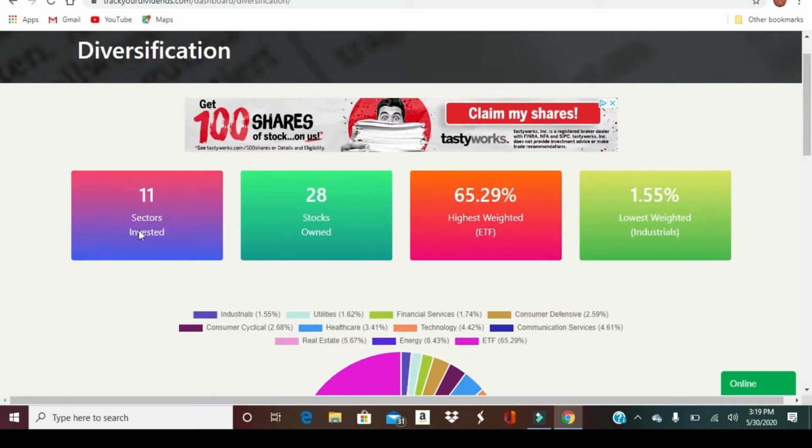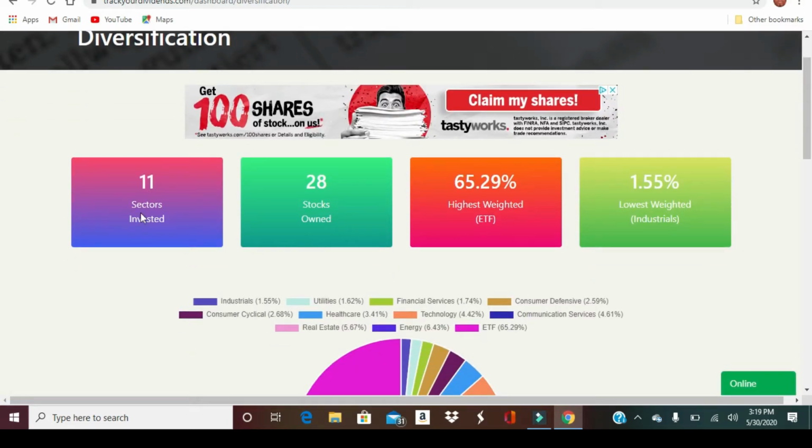So you can see that I'm invested in 11 different sectors, 28 different stocks. You can see my highest weighting is in ETFs, which is over 65%. And if you have been following me, you will know that most of my portfolio is between the Vanguard Total Stock Market and the S&P 500.